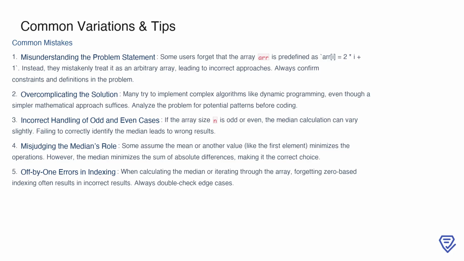Misjudging the median's role is another critical error. Many assume that values like the mean or the first element minimize operations, but it's the median that minimizes the sum of absolute differences. Lastly, watch out for off-by-one errors in indexing. Since the array uses zero-based indexing, miscalculating indices when finding the median or iterating through the array can result in edge case failures. Double-checking these nuances helps avoid unnecessary mistakes.